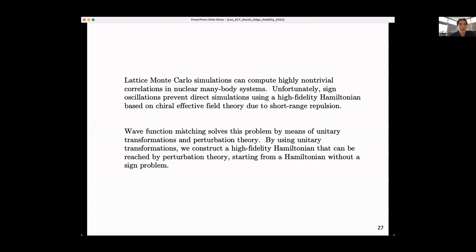Now, wave function matching solves this problem by means of a unitary transformation and perturbation theory. This additional piece of perturbation theory is what makes it quite a bit different from SRG. By using unitary transformations, we construct a high fidelity Hamiltonian that can be reached by perturbation theory starting from a Hamiltonian without a sign problem. This is specifically for Monte Carlo simulations. You might be using some other many-body technique, but you could use it to start from some Hamiltonian that you can calculate with.